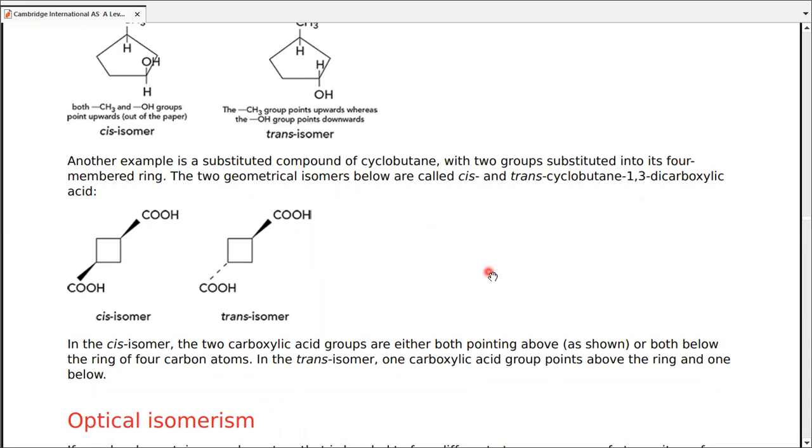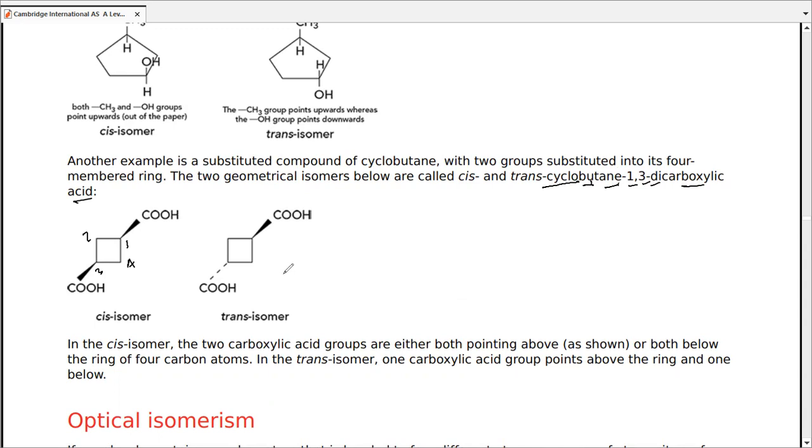Another example of substituted compound of cyclobutane with two groups substituted into four-membered ring, four corners हैं, four-membered ring, ठीक है. Two geometrical isomers below are cis and trans isomers. To be exact, cis cyclobutane 1,3 dicarboxylic acid, ठीक है. अब ये नाम आपको देखकर थोड़ा समझने की जरूरत है. साइक्लो मीन्स स्ट्रक्चर साइक्लिक होगा, पहला और आखिरी कार्बन एटम भी बॉन्डेड होगा. ब्यूट मीन्स 4 carbon atoms in total. Ane means singly bonded. 1, 3 are positions. Di means 2. Carboxylic acid means COH group. So 1, 2, 3, 4 carbon atoms and 1, 3 पे हमारे पास COH है.